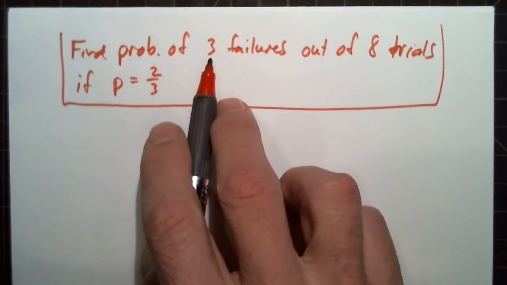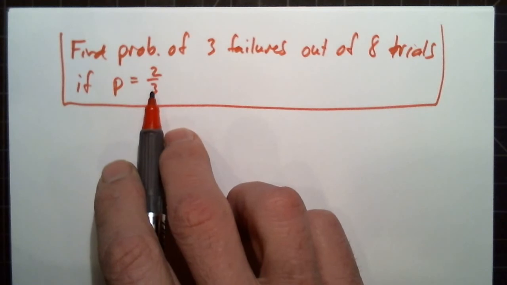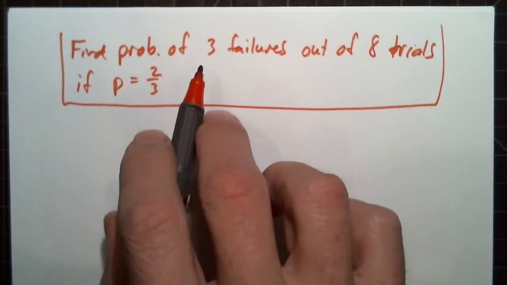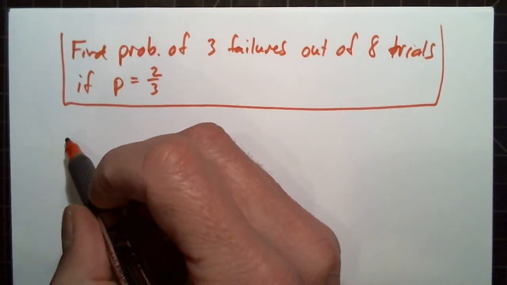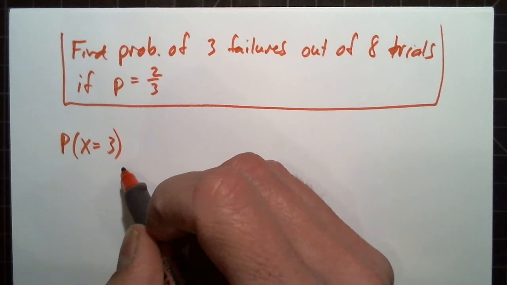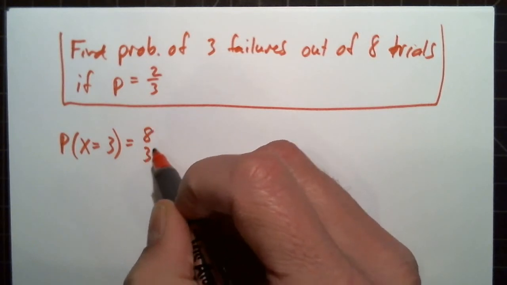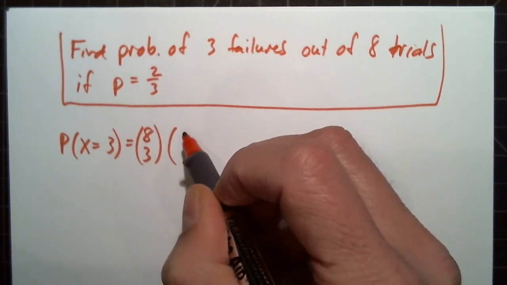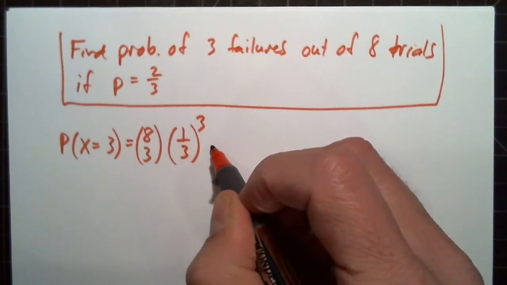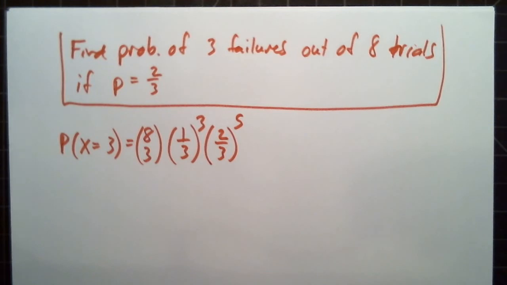So we have to be careful because it's asking for failures and then the probability of success is given. So we could switch it around and say we want 5 successes. If 3 failures, then 5 successes. We could do that, or we can just make sure we have the exponents correct. So without a calculator, the probability that x equals 3, if we're looking for failures, will be 8 choose 3. But now, if the probability of success is 2/3, the probability of failure is 1/3, and we need 3 of those. So then we have 2/3 to the 5th. So that's how we would set it up.